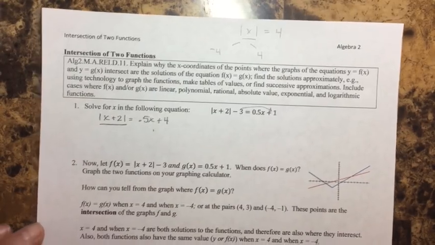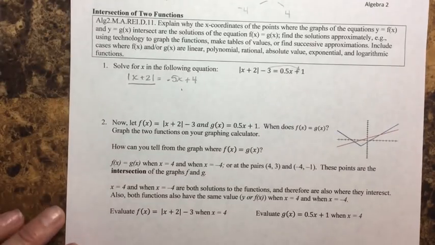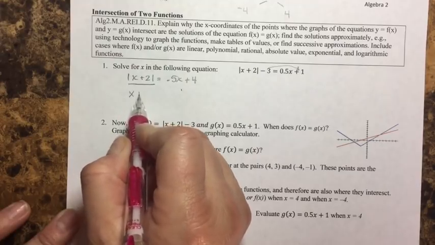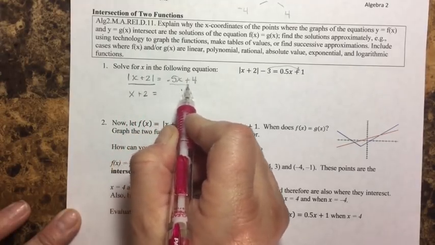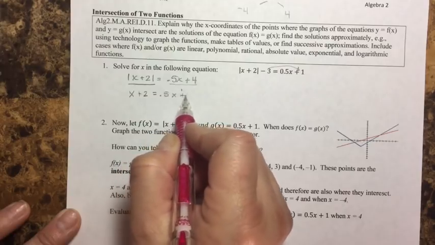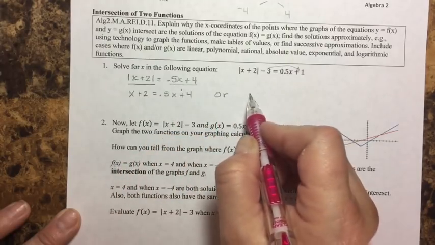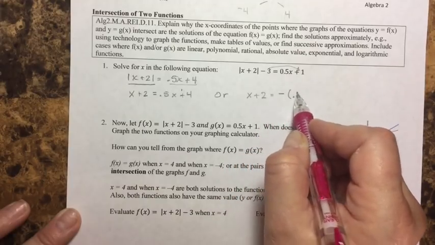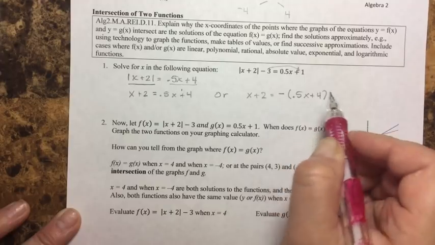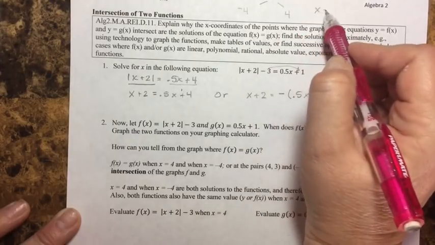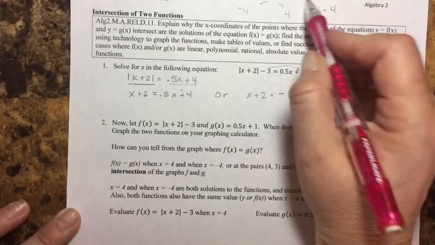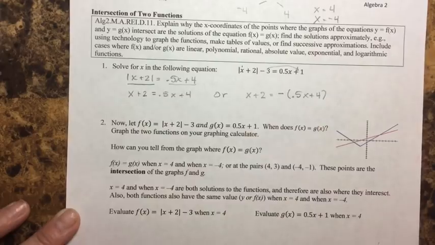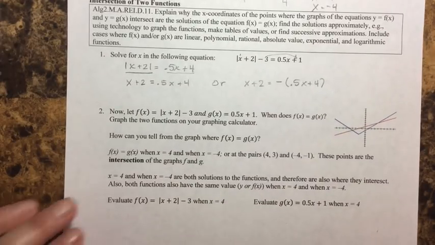So what we have to do down here when we're solving this equation is we say that x plus 2 either equals positive that or x plus 2 equals negative that. It's exactly what I just showed you up there with the 4. I said x either equals positive 4 or x equals negative 4. I did the exact same thing down here. Now we're going to solve both equations.